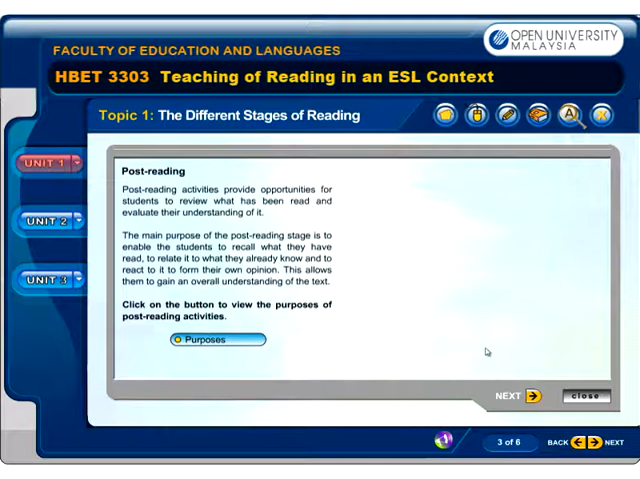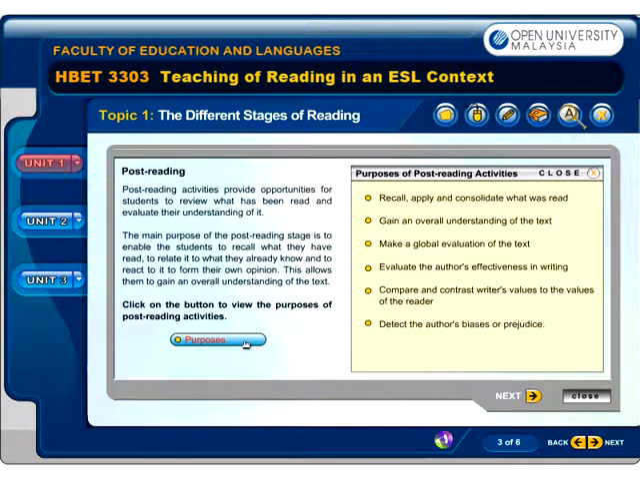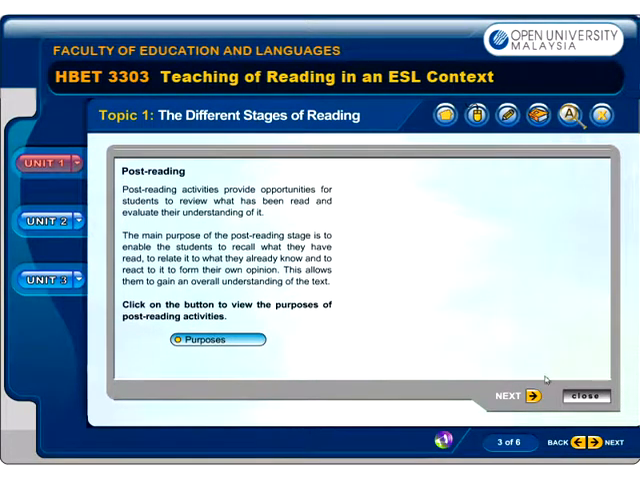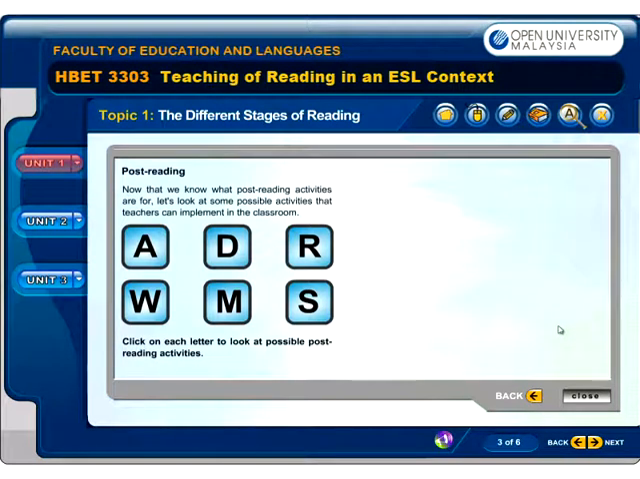Click on the button to view the purposes of post-reading activities. Now that we know what post-reading activities are for, let's look at some possible activities that teachers can implement in the classroom. Click on each letter to look at possible post-reading activities.